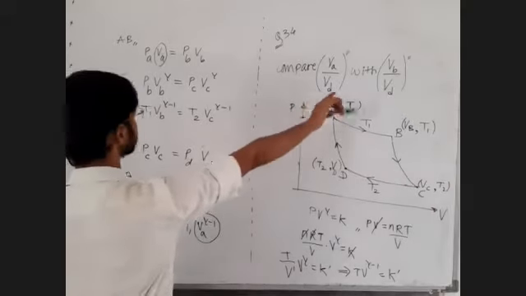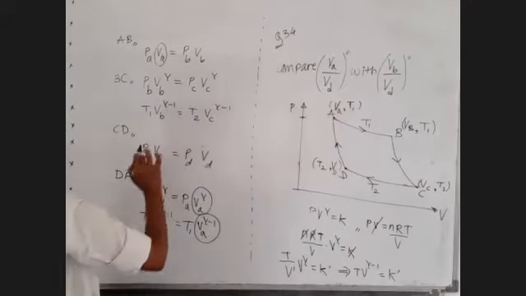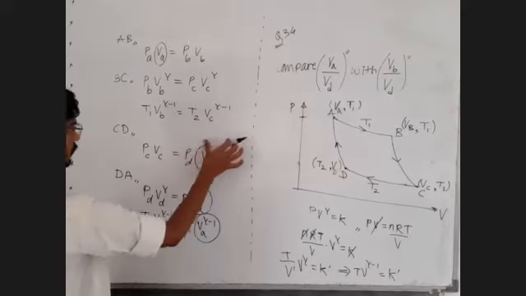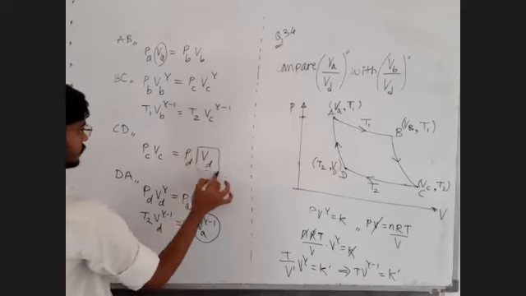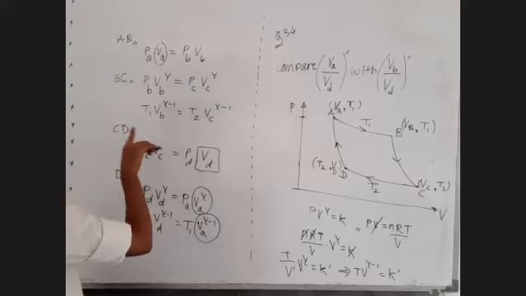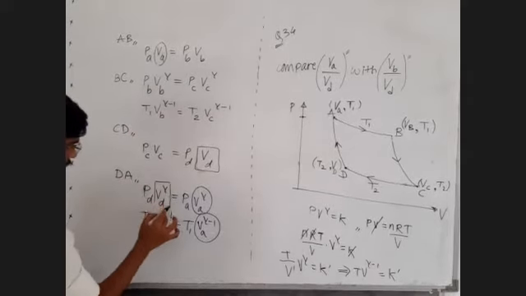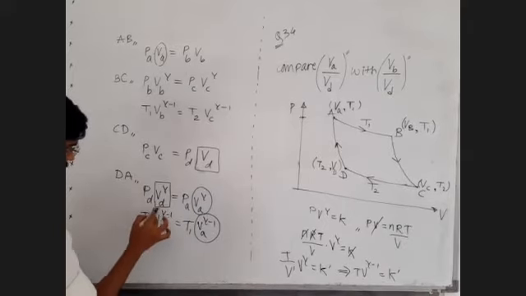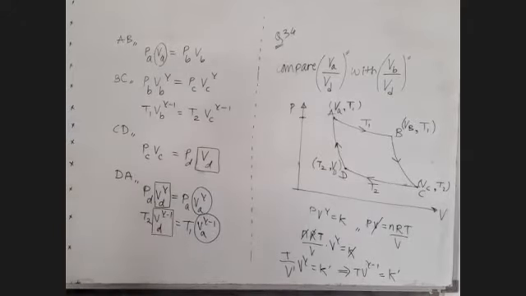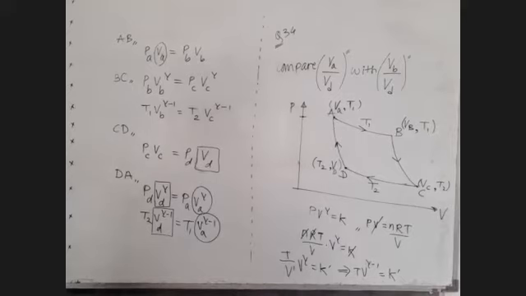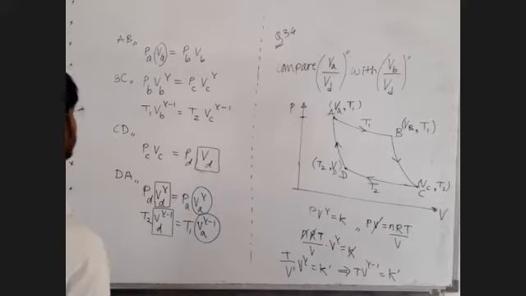And VD terms. Where are those VD terms? Here we have VD. Here we have VD. Here also we have VD. Fine, sir. So VA upon VD we want to find out. All right. So what can be done? Let's see.